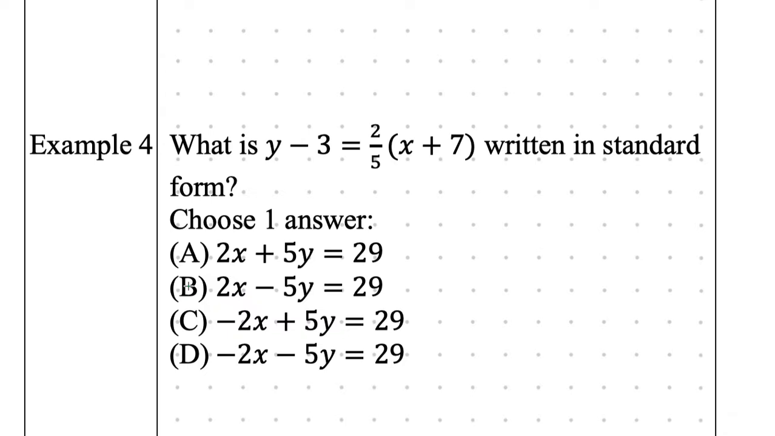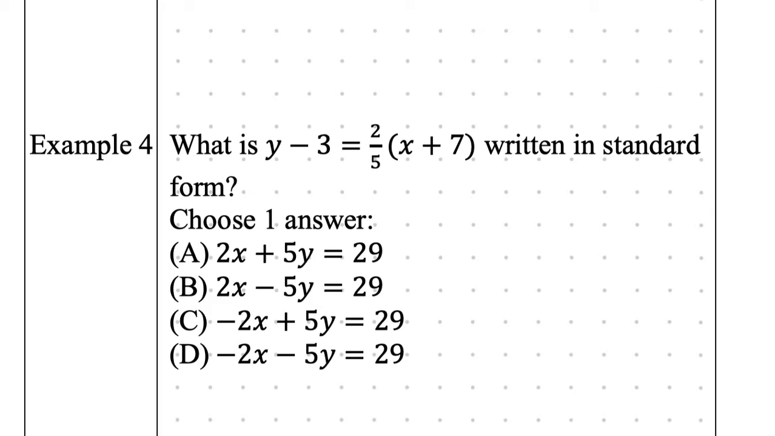All right, good luck. My hint to you for example 4 is maybe first you should distribute and then multiply by something. So first distribute the 2/5, you'll get some weird fractions happening, and then multiply every single term by a number. All right, good luck.